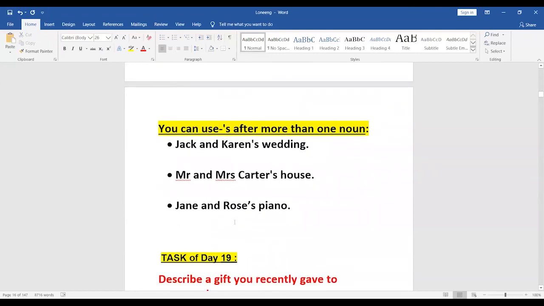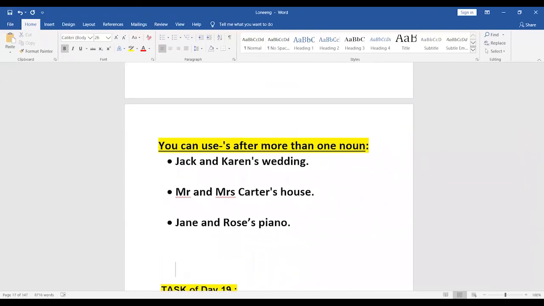All right, so let's take a look at one last exercise. You can use apostrophe S after more than one noun. So, Jack and Karen's wedding. Now you can see two nouns with a conjunction in between. They're saying Jack and Karen's wedding. So two people, so they're adding an apostrophe S. And you should note that there are two people here. It's not one single word which is a plural noun.